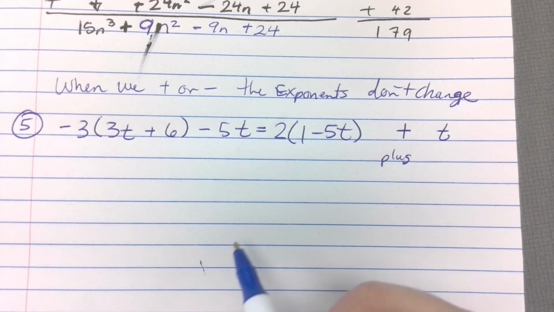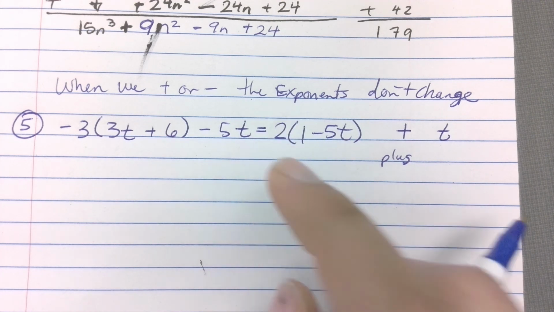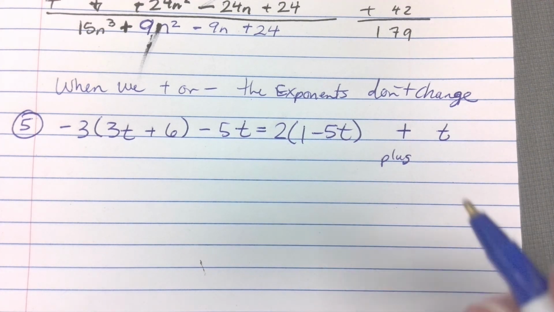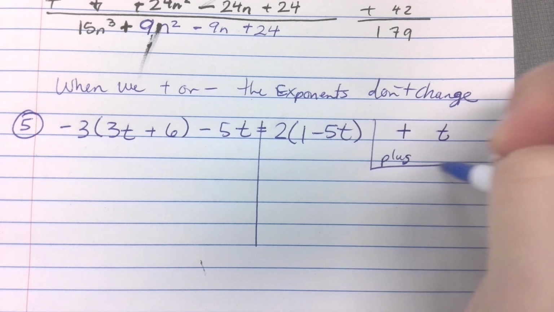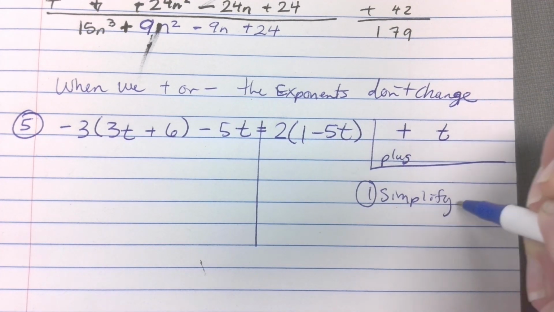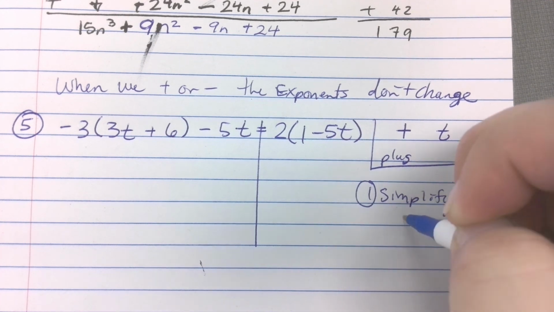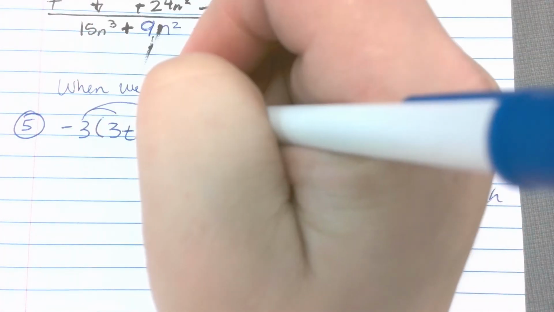Okay. So this one, see the equal sign? Totally right. Right on the money, Gilbert. This one we're going to have to solve. So anytime there's an equal sign, that's where I draw a line. And my first step is always simplify each side. That's always the easiest thing to do.